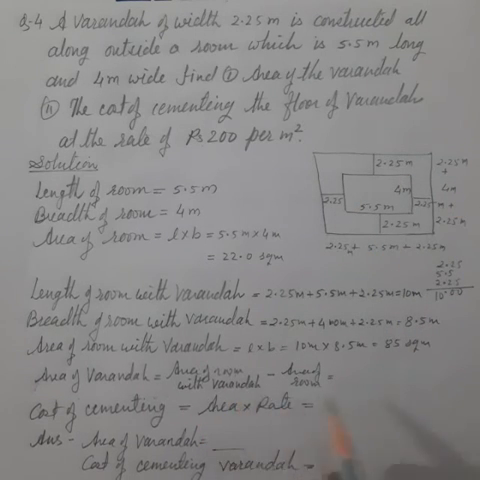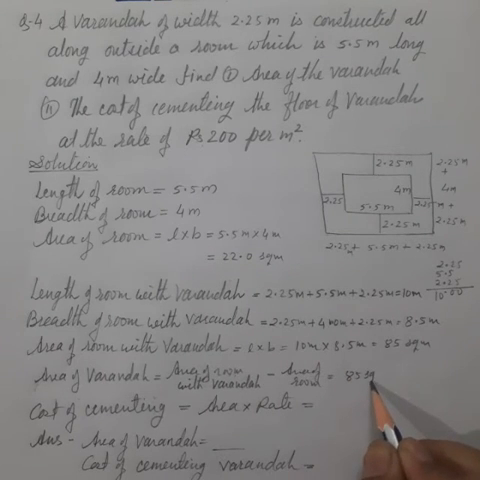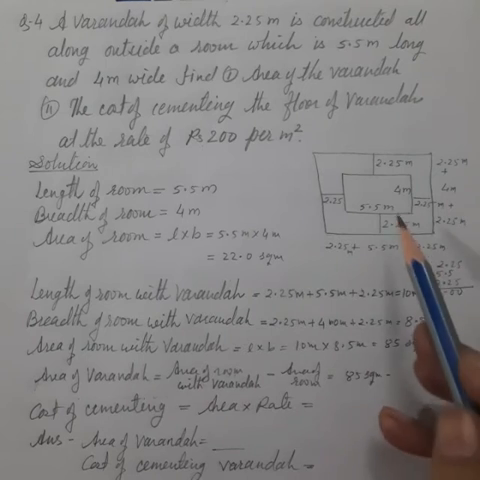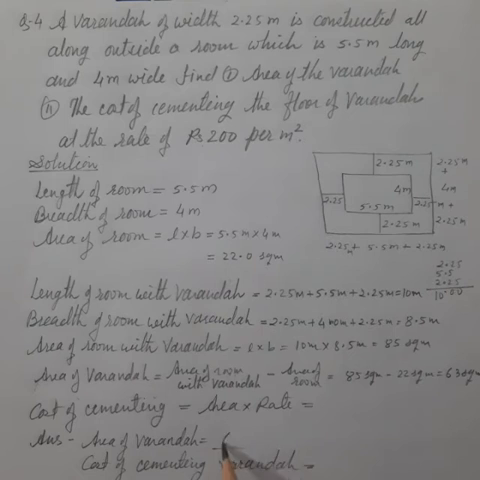Area of room with veranda is 85 square meter. And the area of the room is 22 square meter. Subtract it. We get 63 square meter. So the area of the veranda is 63 square meter.